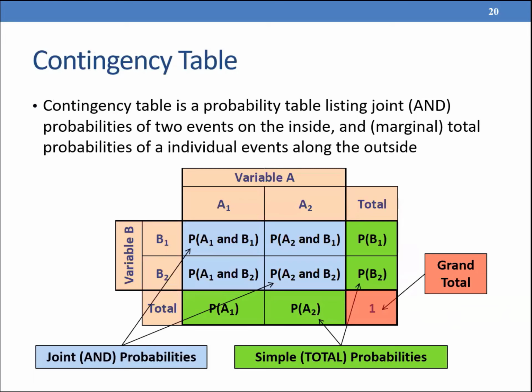Now, on the inside of a contingency table are our joint probabilities, the and probabilities. And on the outside are our prior probabilities, things like the probability of a car claim, the probability of a house claim, not considering anything else. There are no combinations. And that goes the same for the bottom of the rows. Then everything on the inside of the table should total up to 100% or 1.